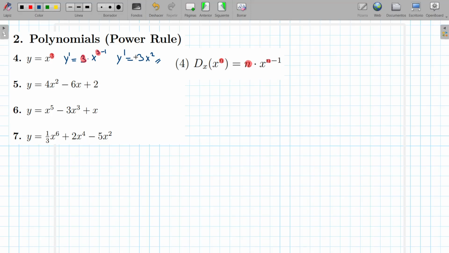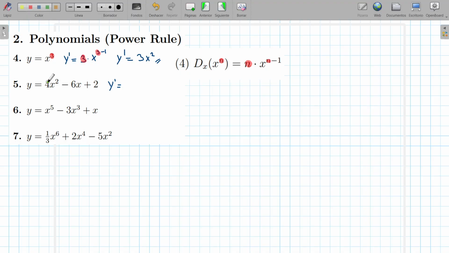And that's it. Following the same logic, we have these other numbers. And well, when we have something that does multiplication, and we do the derivative, the only thing we have to worry about is about the numbers.